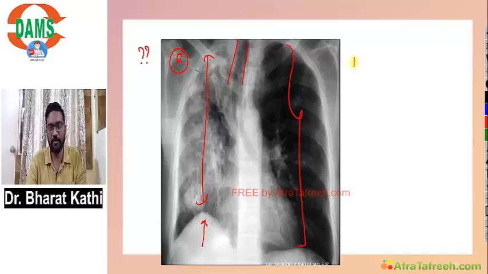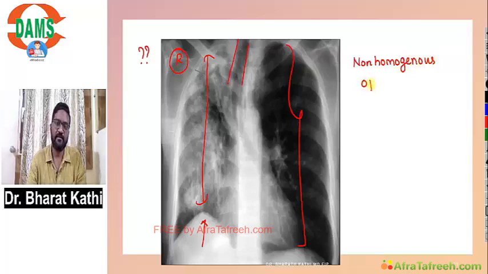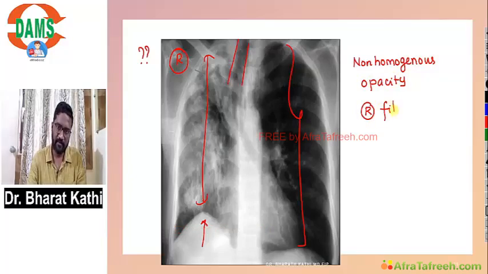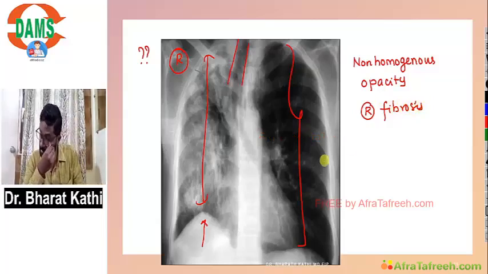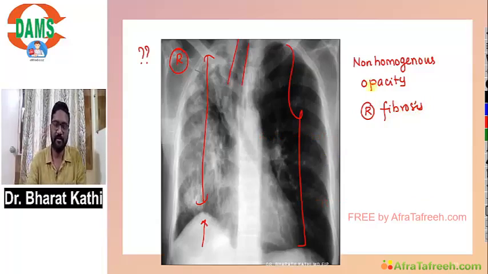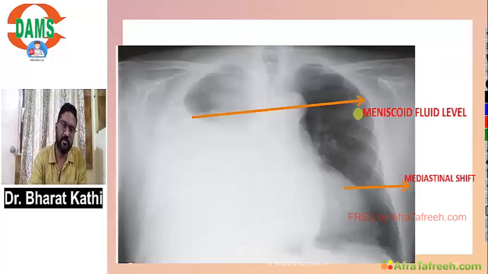opacity suggestive of fibrosis. Collapse means a complete airless lung, so it has to be white. This is fibrosis, so there is less air, so it will be a non-homogeneous opacity, right? Fibrosis. And when you notice the other side lung has well expanded, you can also mention left-sided compensatory hyperinflation. So this is a right-sided fibrosis.